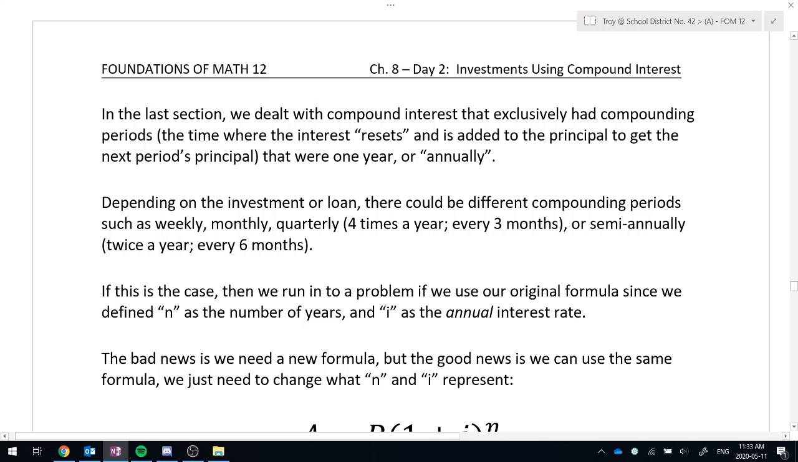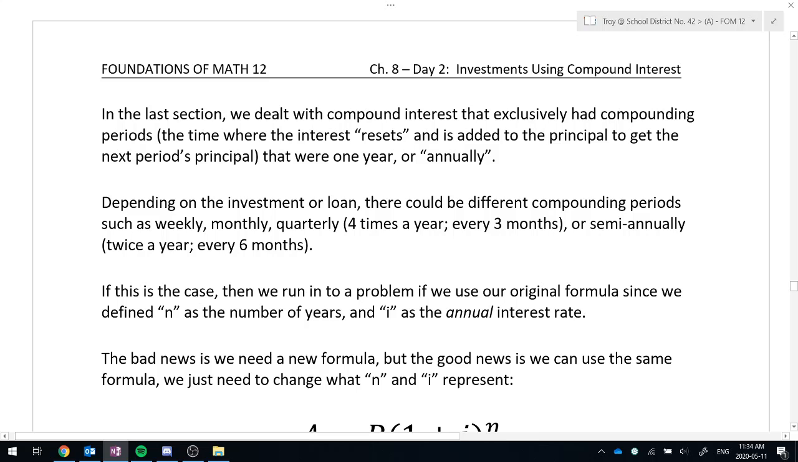So what we're going to do for this section that's new is we're going to take a look at compound interest that does not compound every year or annually. So if you remember, the compound period is the period where we take the interest that's accumulated in an investment or a loan and then we add it to the principal for the next year. So now we have a larger principal that we're going to get slightly more interest on as we move forward.